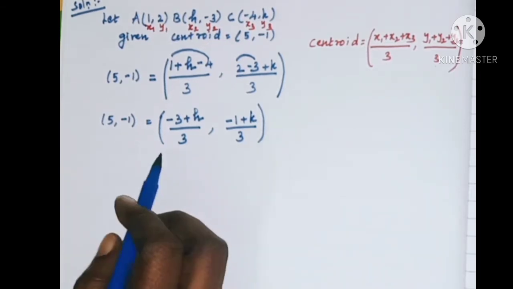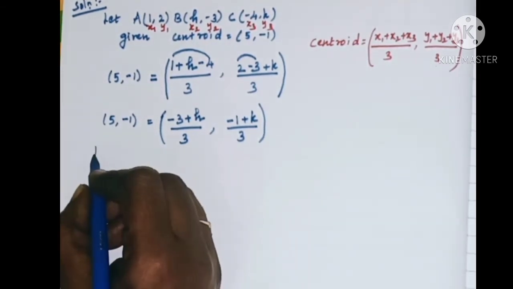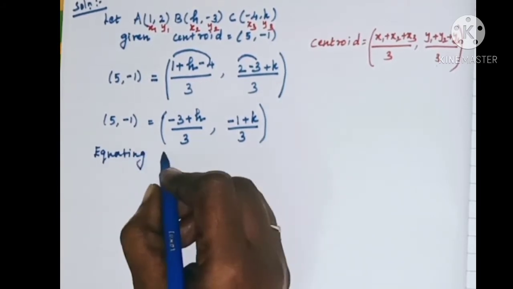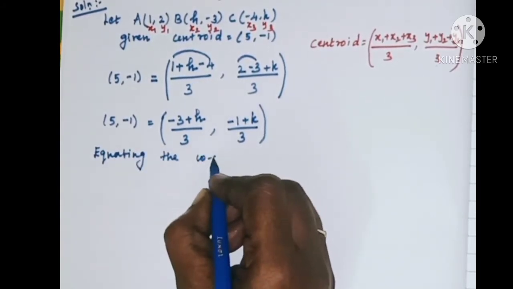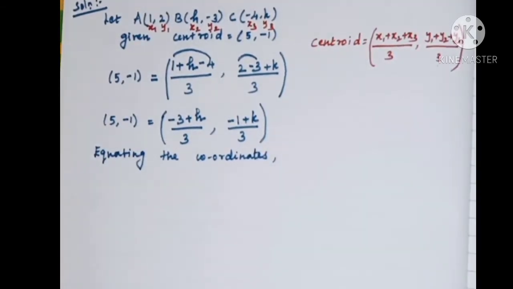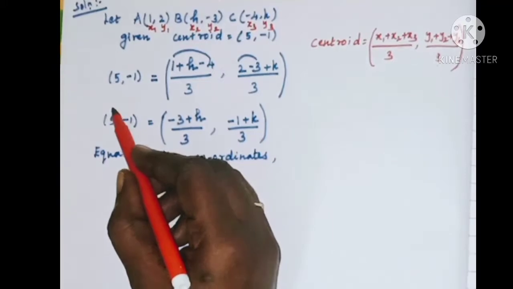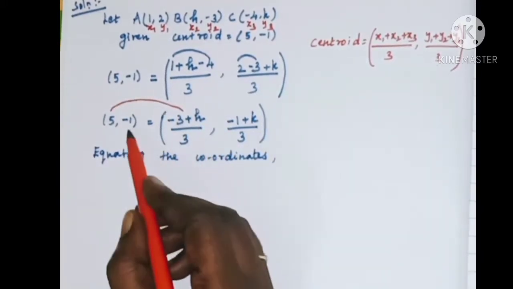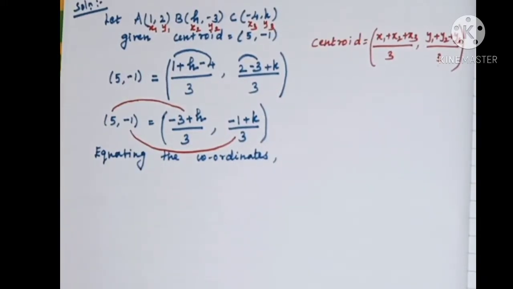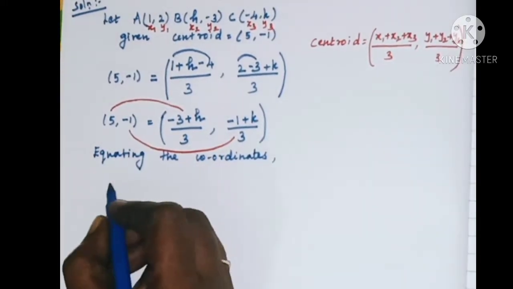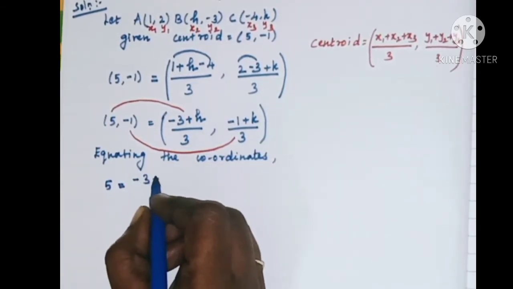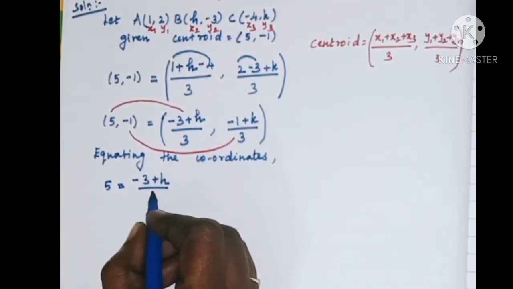For that we have to equate the coordinates on both sides. First we equate the x coordinate with the x coordinate and the y coordinate with the y coordinate. So equating the first coordinate, that is the x coordinate, we get 5 is equal to (minus 3 plus h) divided by 3.